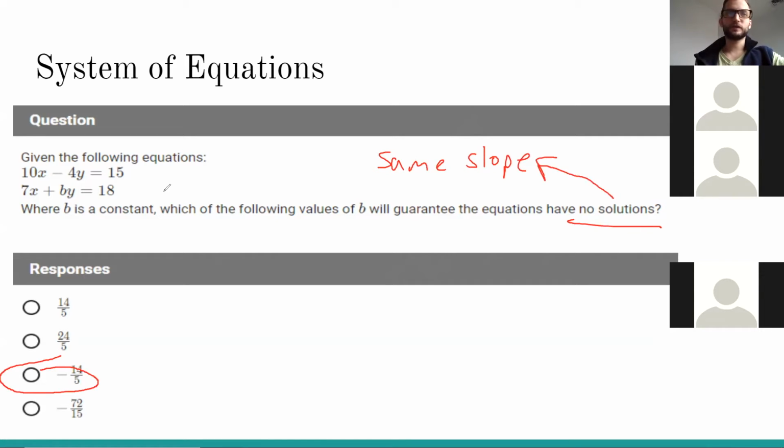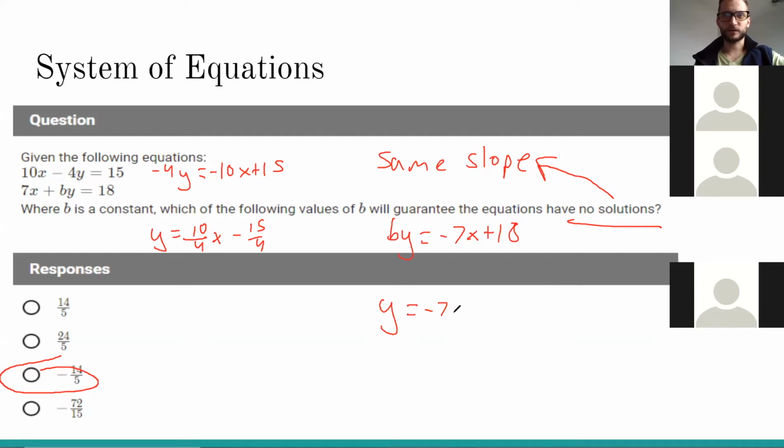So you have to take both of these equations and put them into y equals mx plus b form. So the first one is going to be negative 4y equals negative 10x plus 15. You divide by negative 4, you get y equals 10 over 4x minus 15 over 4. So that's the first equation. And the second equation, same thing, move everything over. So we're going to get by equals negative 7x plus 18. Divide by b, we're going to get y equals negative 7x over b plus 18 over b.